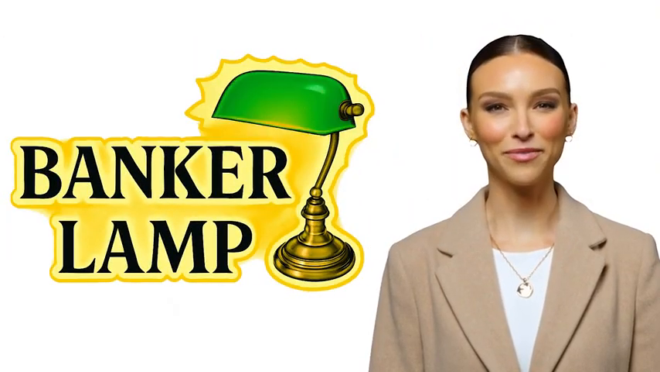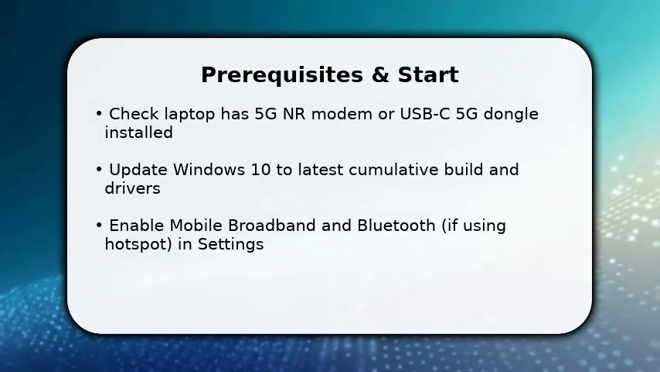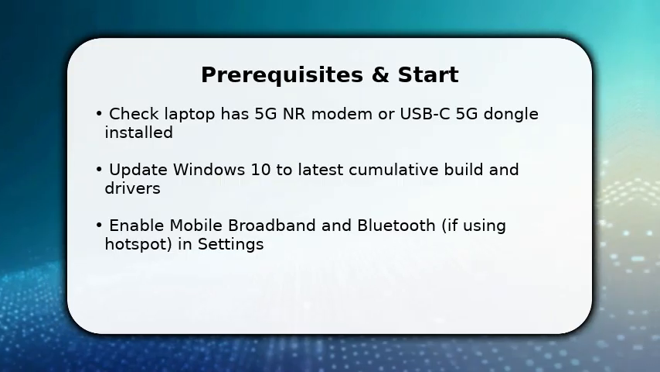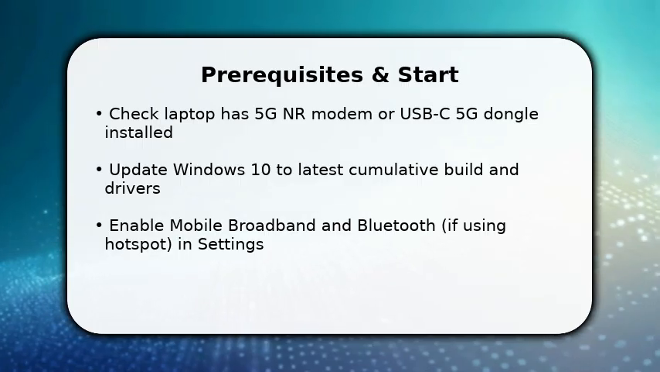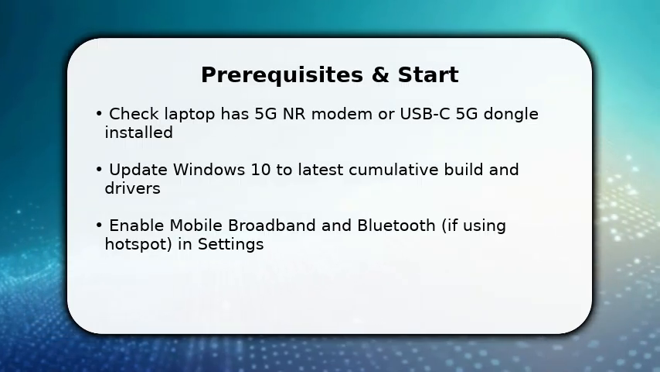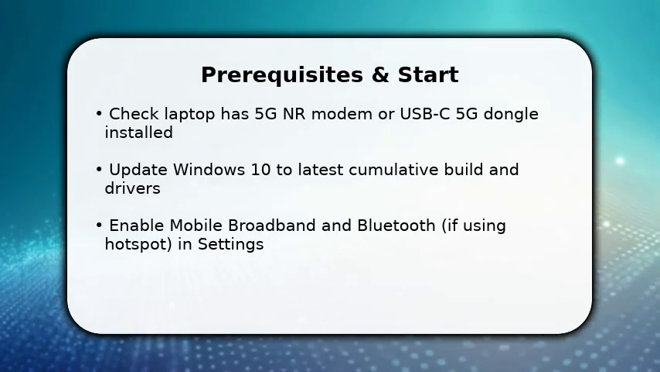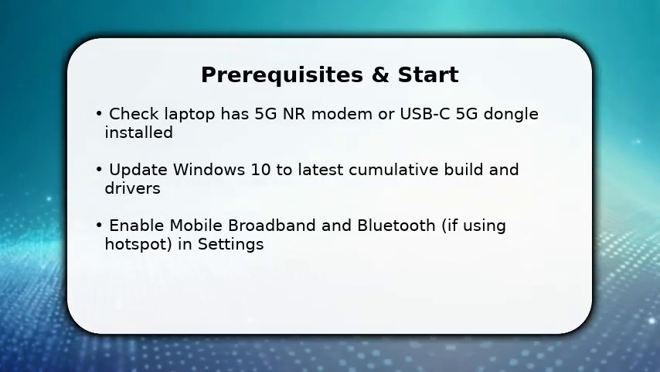You'll begin by verifying hardware and software quickly. Confirm your laptop has a 5G-capable modem or an external 5G dongle. This is non-negotiable. Once done, make sure Windows 10 is fully updated and the cellular driver is current so the OS recognizes the radio. Open Settings, go to Network and Internet, and confirm mobile broadband appears.